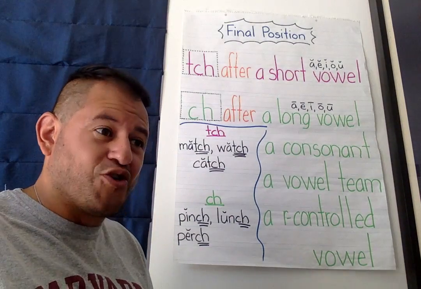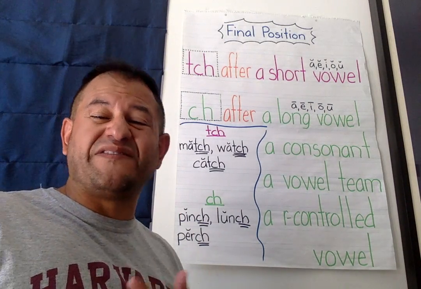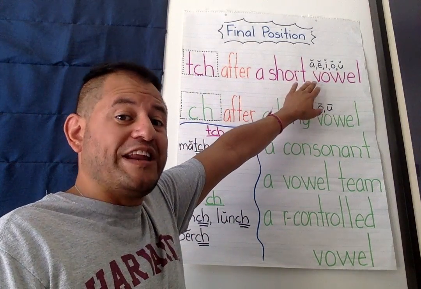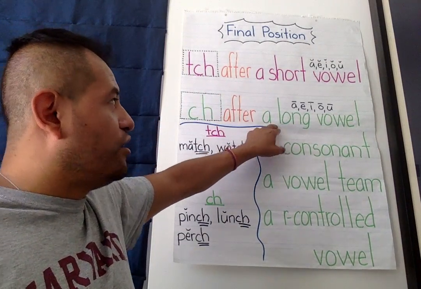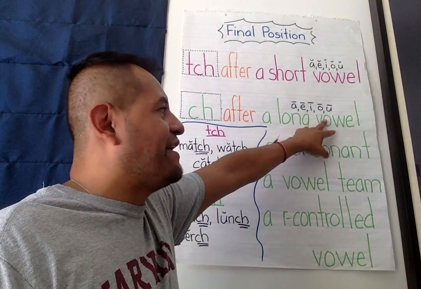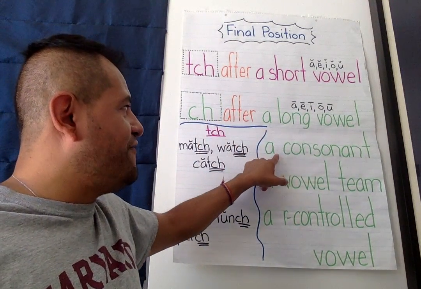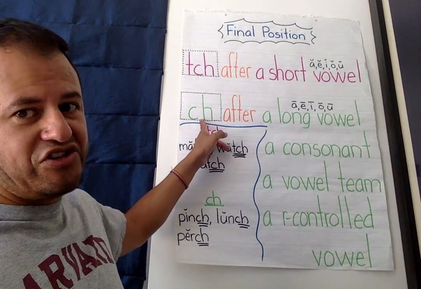Now today, in your activity, you have a couple of sheets you can choose from. And what you can do is you have to look at the letter. Is it going to be a short vowel? If it is, you have to add tch to the ending. If it is a long vowel, A-E-I-O-U sound, it's going to be ch, chinch. If it's a consonant sound you hear before the ch, it's going to be ch.